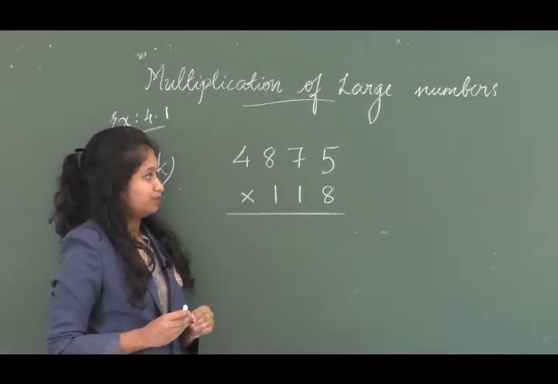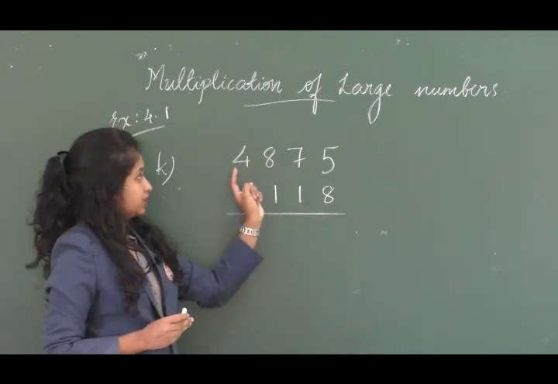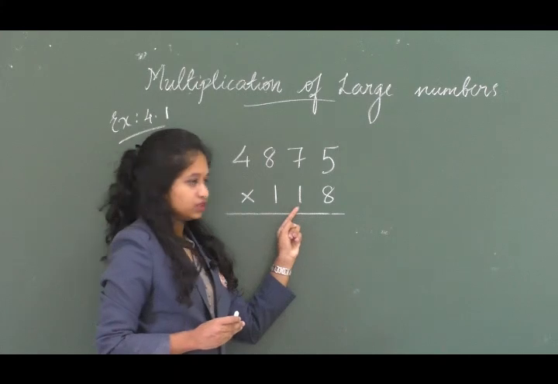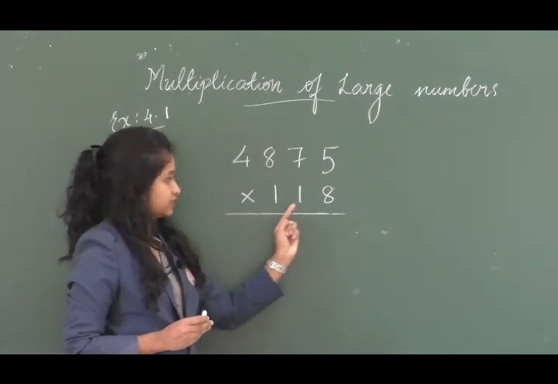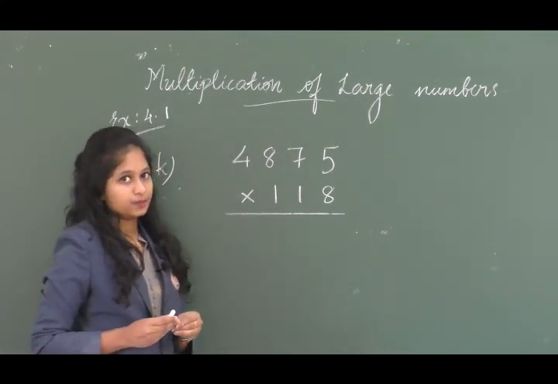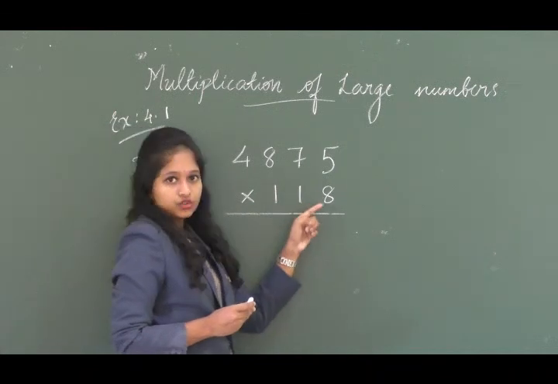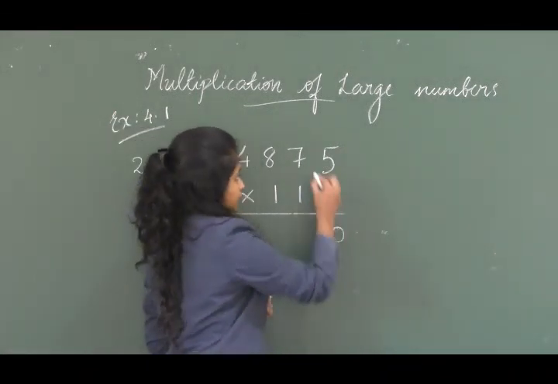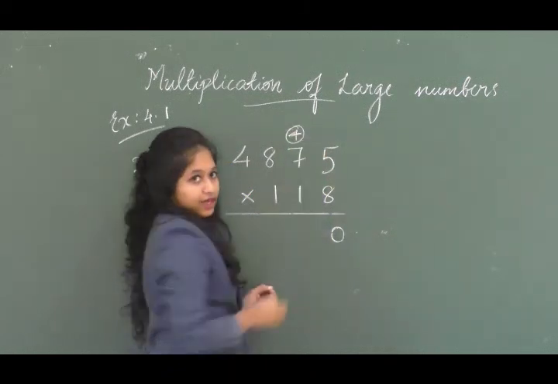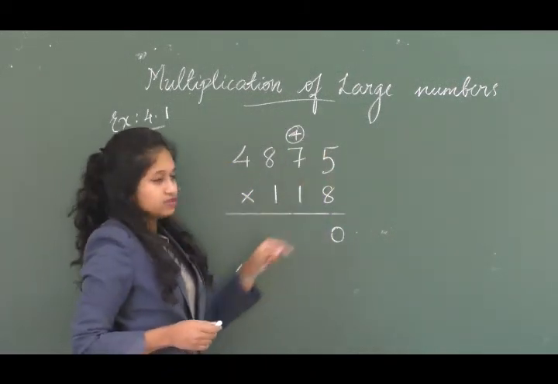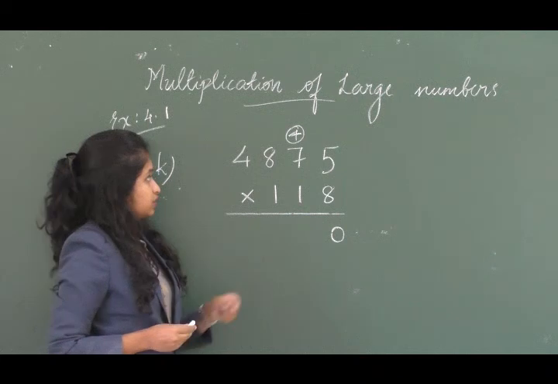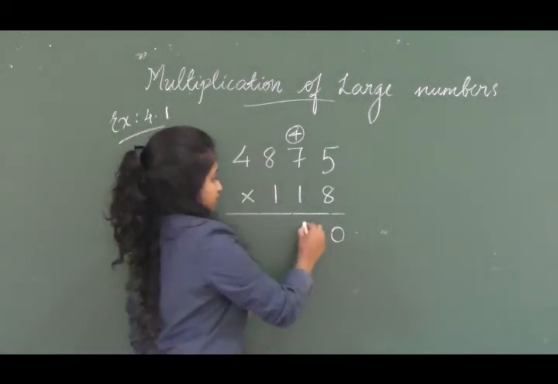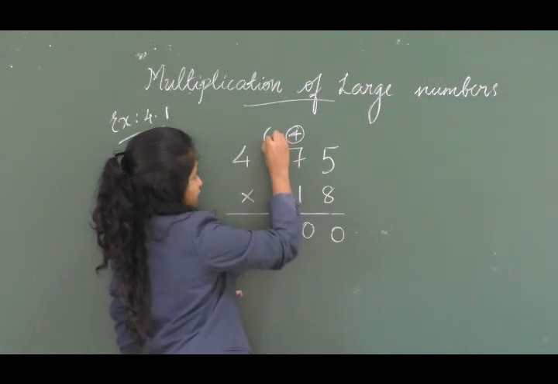Procedure is same. Multiply these numbers with 8 first, then with 1 in the tens place and 1 in the hundreds place. 5 into 8 is 40. Write 0 here and 4 as carry. 7 8s are 56. 56 plus 4 is 60. Write 0 here and 6 here.